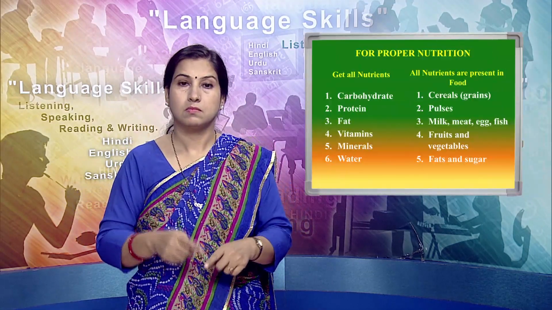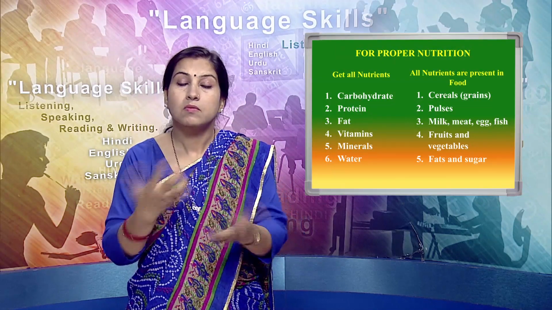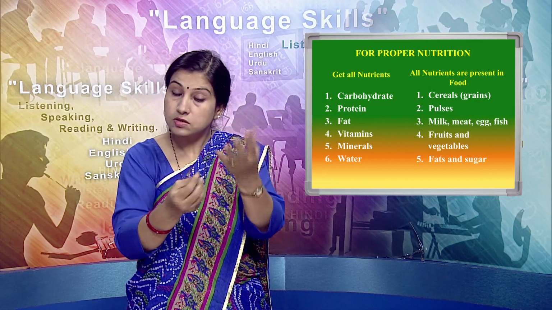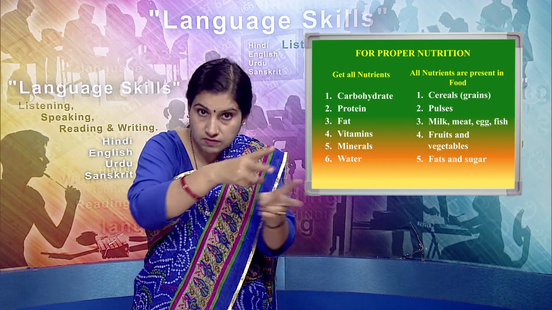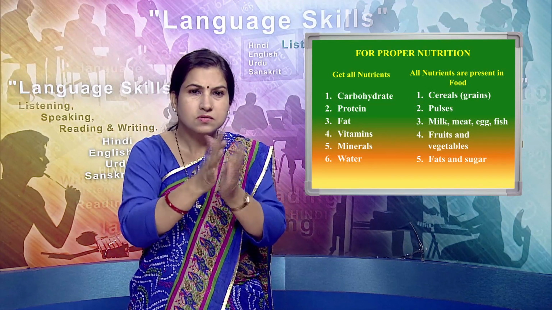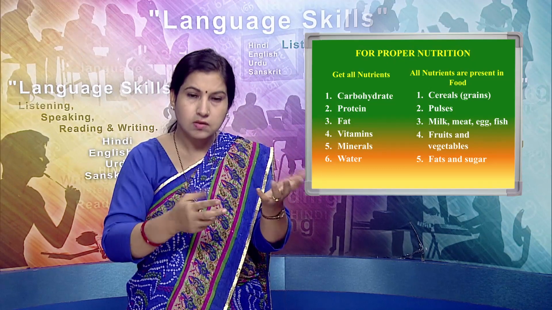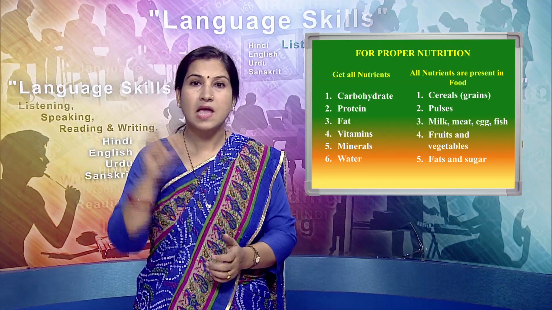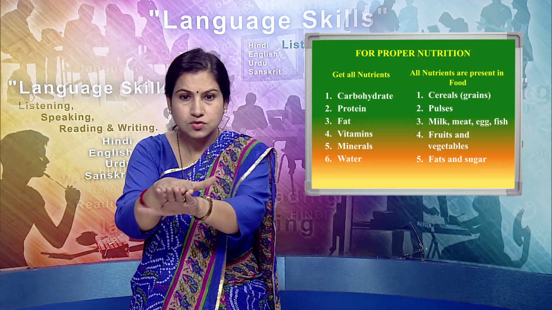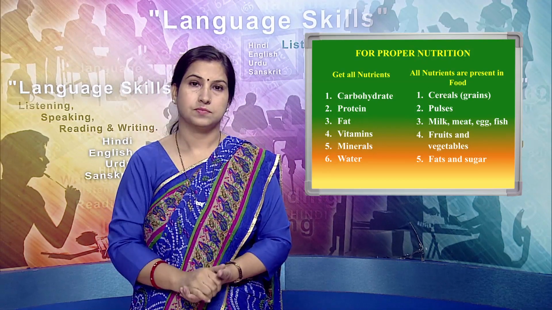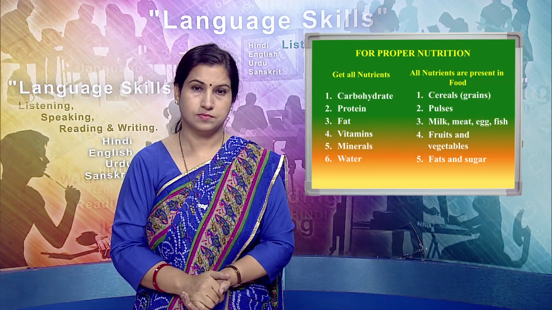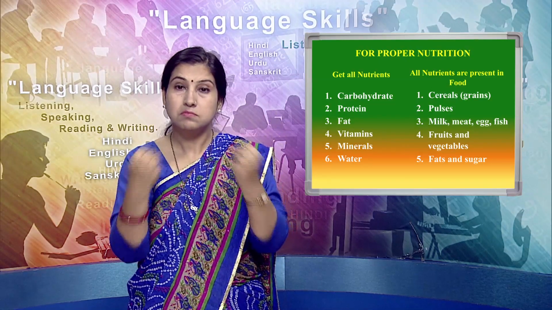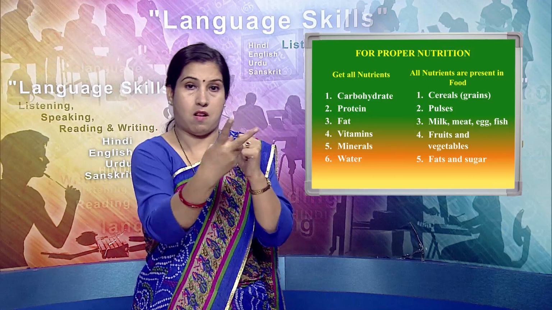For proper nutrition, you need the 6 nutrients, and all the nutrients are present in food: cereals, which are properly known as grains, pulses, milk, meat, egg, fish, fruits, vegetables, fats and sugar. Different nutrients are present in different foods in varying quantities.